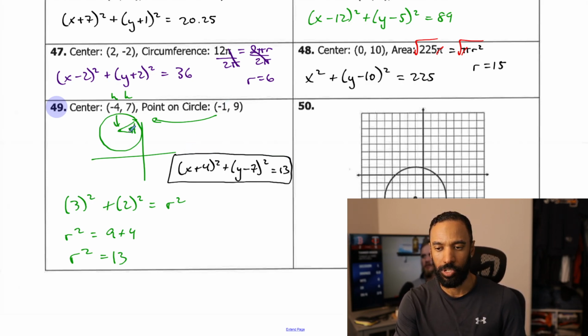Negative 1, 9 being a point on the circle is 3 units away in the x direction, 2 units away in the y direction from the center. Pythagorean theorem would get me my r².